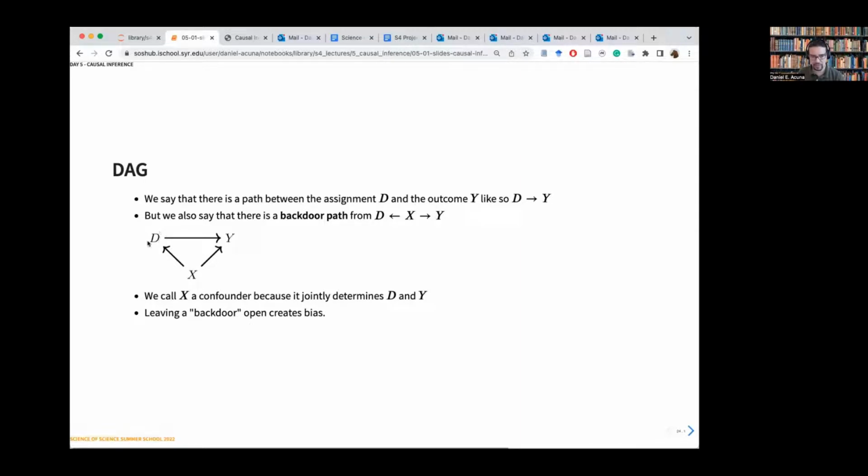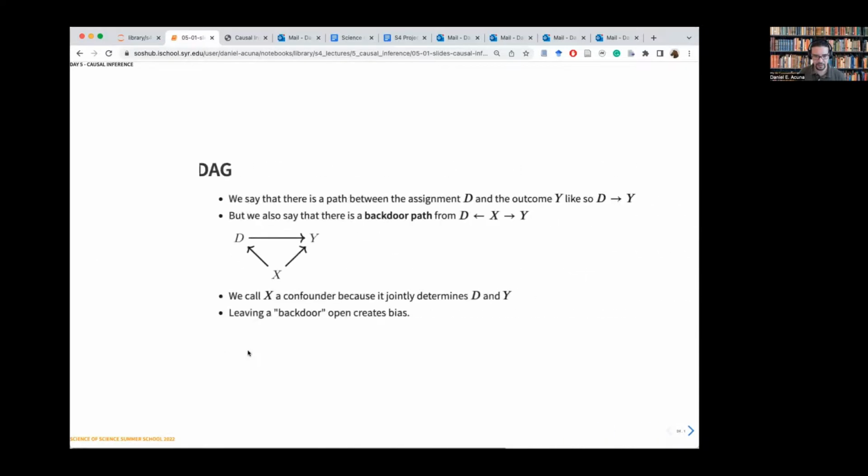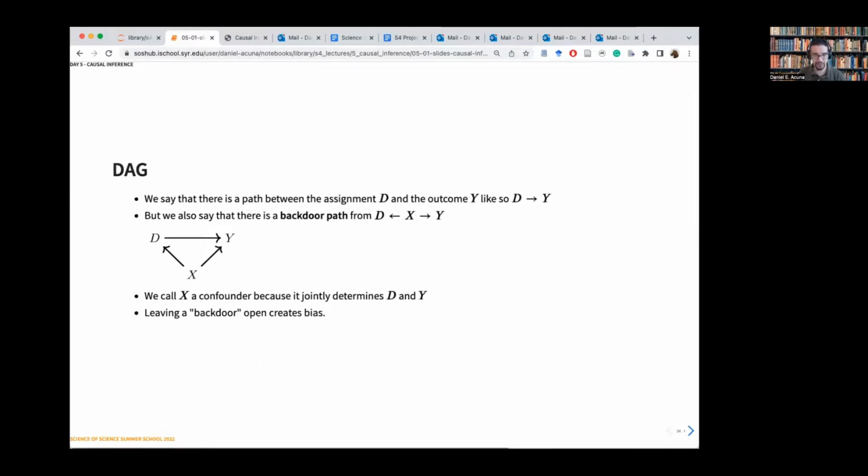So if we have data on D and Y and X, we should be careful about X. We cannot leave this open. We cannot just take the average of what happens to Y for different D, because X is affecting this. Leaving a backdoor open creates biases. And I didn't credit the author of this properly, but this is Judea Pearl.